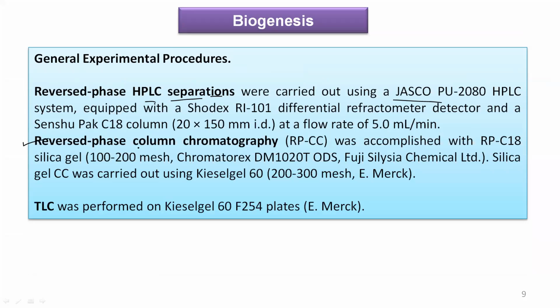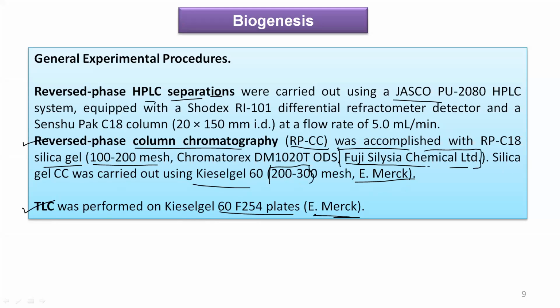Then the next characterization is reverse phase column chromatography, RPCC, which is done through silica gel having mesh size 100 to 200, and then this is the institute where they have done this characterization. Silica gel was also used, having a mesh size of 200 to 300, purchased from Merck. And the last, the TLC, thin layer chromatography, was performed on silica gel 60 plates. These are the plates provided by the Merck company. So this is the common format.